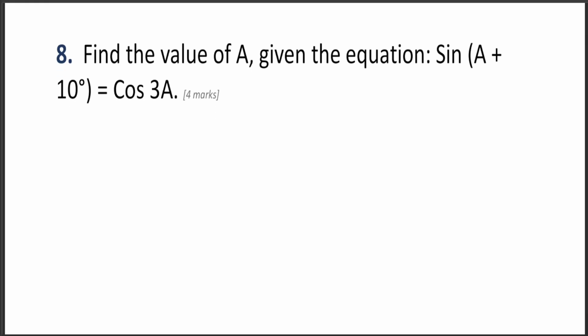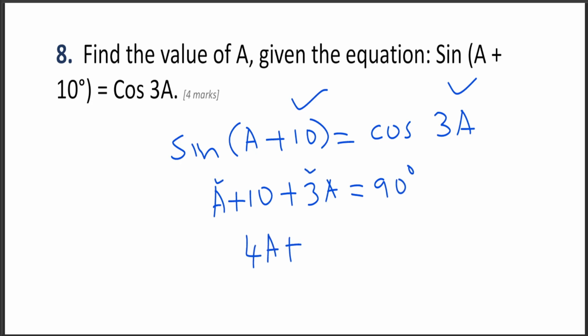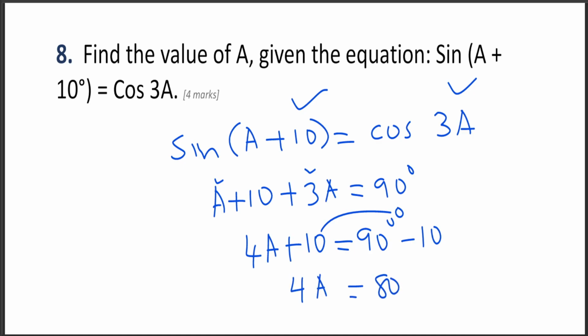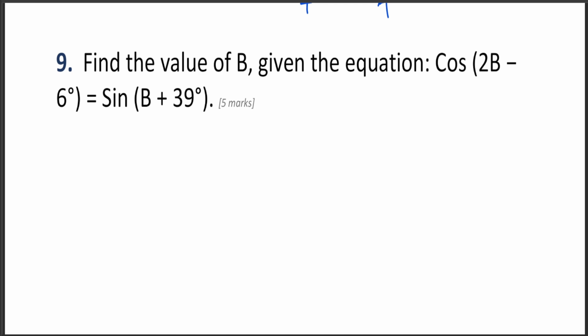Find the value of a given that the equation uko na sin (a plus 10) is equal to cos 3a. Inamaanisha kwa hii plus hii equal to 90. So a plus 10 plus 3a is 90 degrees. Sawa? A plus 3a ni 4a plus 10 is equal to 90 degrees. 10 peleka the other side minus 10 going to be 80. 4a is 80, divide by 4, divide by 4. And therefore a is equal to 20 degrees. That is your answer.